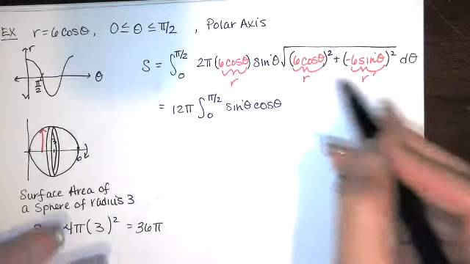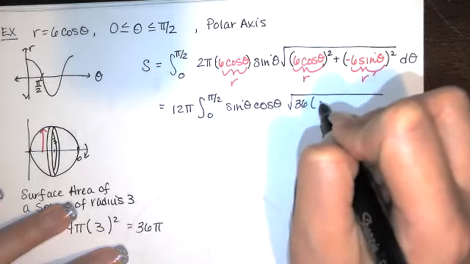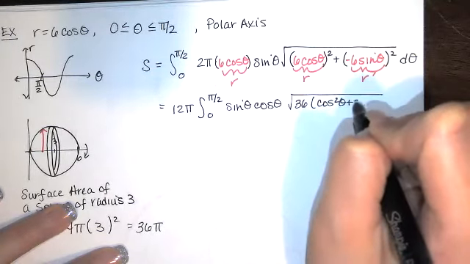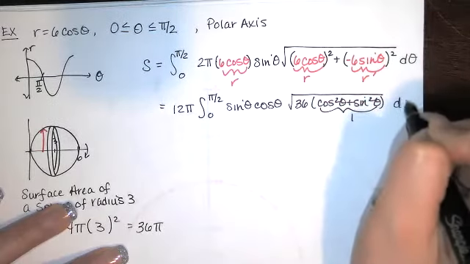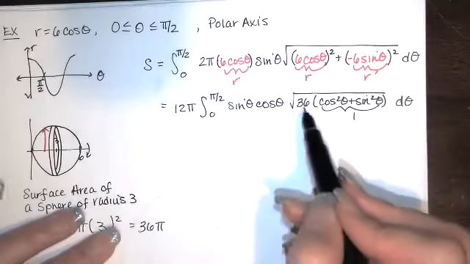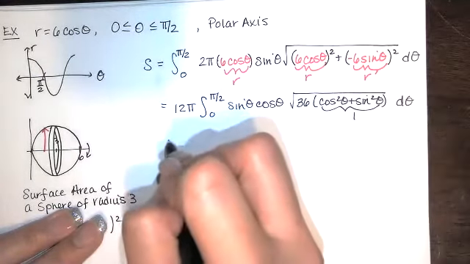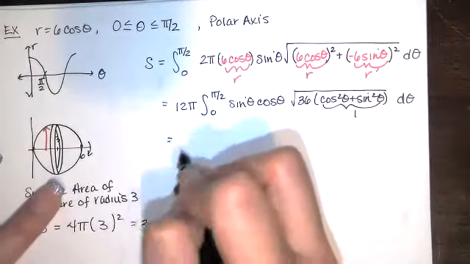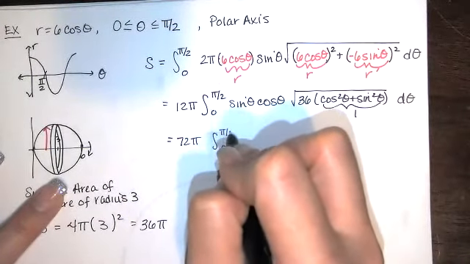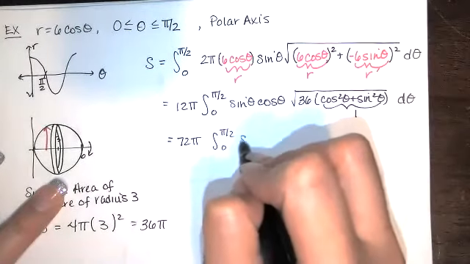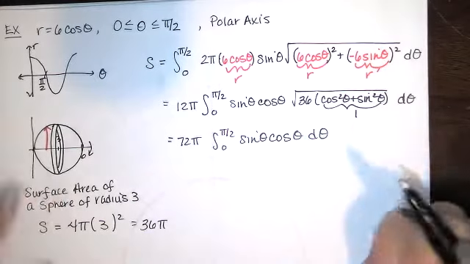And then look what happens over here. We've got the square root of 36 times cosine squared plus sine squared, and we all love that. It's equal to 1. That means everything is really simple. So I can take the square root of this 36, which is 6, and I have 6 times 12. So that's 72, times the integral from 0 to pi over 2 of sine of theta times cosine of theta d theta.